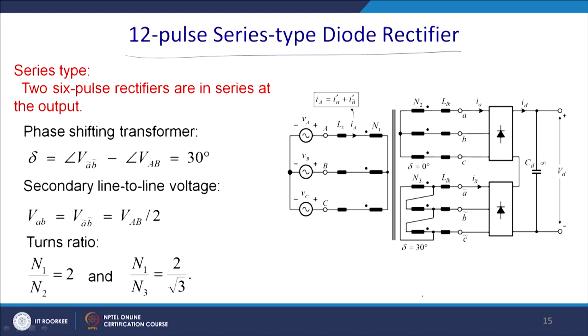So, I just take the example where this angle is phase shifted by 30 degrees, and the secondary line to line voltage VAB equals VAB prime equals VB by 2. Because one is star and another is delta, this primary is star and this one is delta. So, there will be a phase shift of 30 degrees between these two, and ultimately they can be connected in series, and the required ratio generally needs to be N1 by N2.